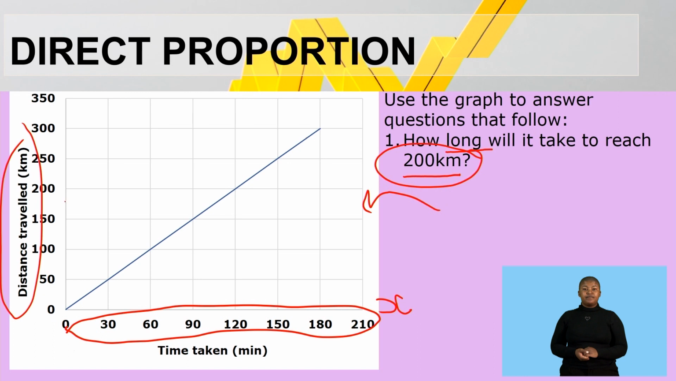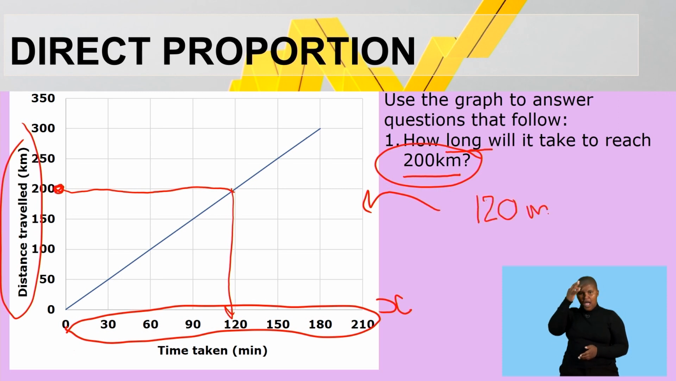So let's look. We find 200 on the left-hand side, trace it down until we reach our graph, and then go down, and then you will see it will take 120 minutes to reach 200 kilometers.